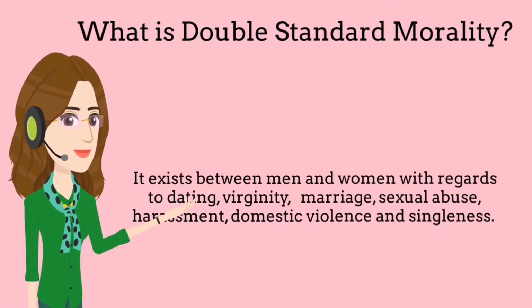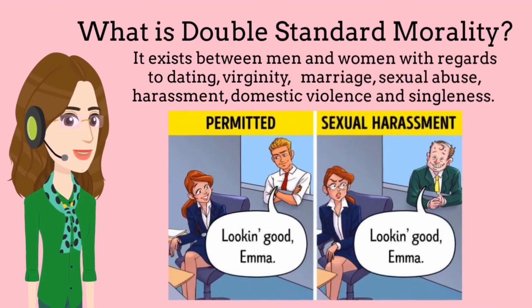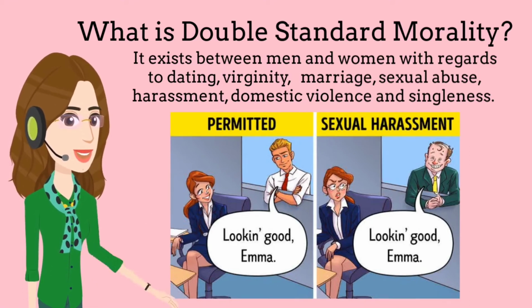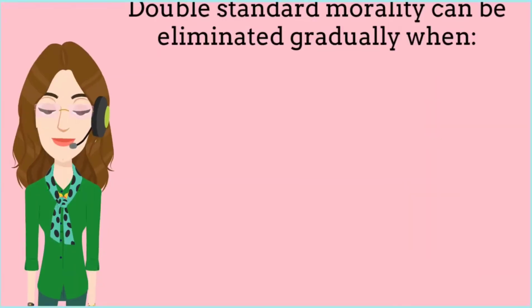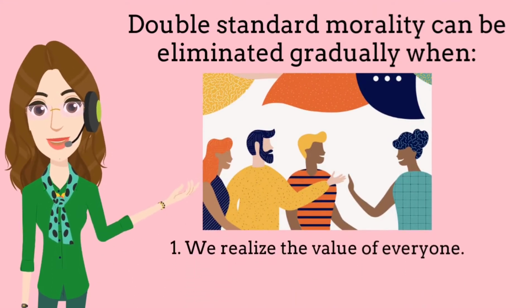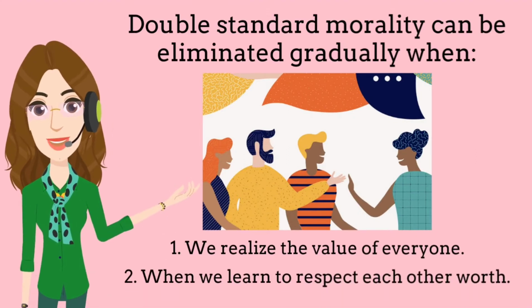And lastly, double standard morality exists between men and women with regard to dating, virginity, marriage, sexual abuse, harassment, domestic violence, and singleness. What can you say about this picture? Why is the reaction of the woman very different in the two situations, when the dialogue of the men is just the same? Double standard morality can be eliminated gradually when we realize the value of everyone, and when we learn to respect each other's worth.